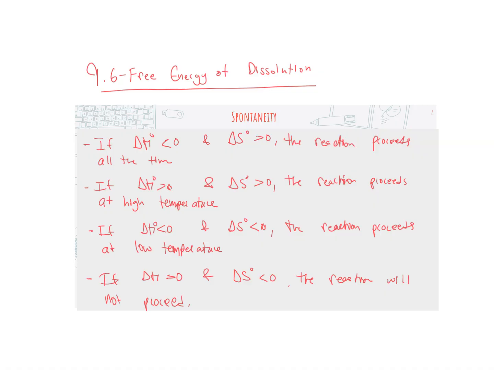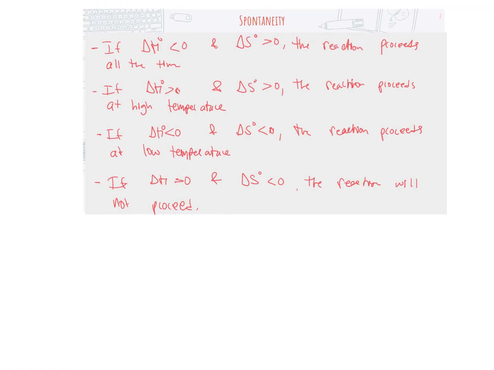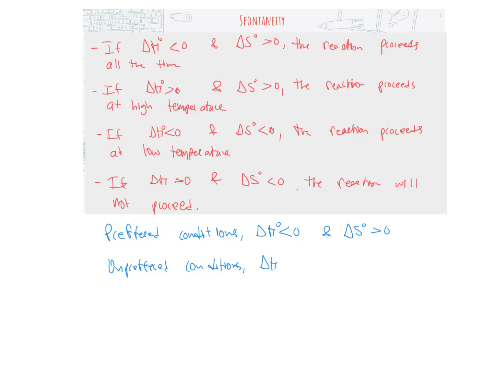And as a reminder of what is preferred and not preferred, the preferred conditions are that delta H is less than 0, in other words, exothermic, and delta S is greater than 0. Unpreferred, or really unfavorable conditions, are that delta H is greater than 0, in other words, it needs energy, and that delta S is less than 0. In other words, it is becoming more ordered. In any situation, those are going to be not preferred.